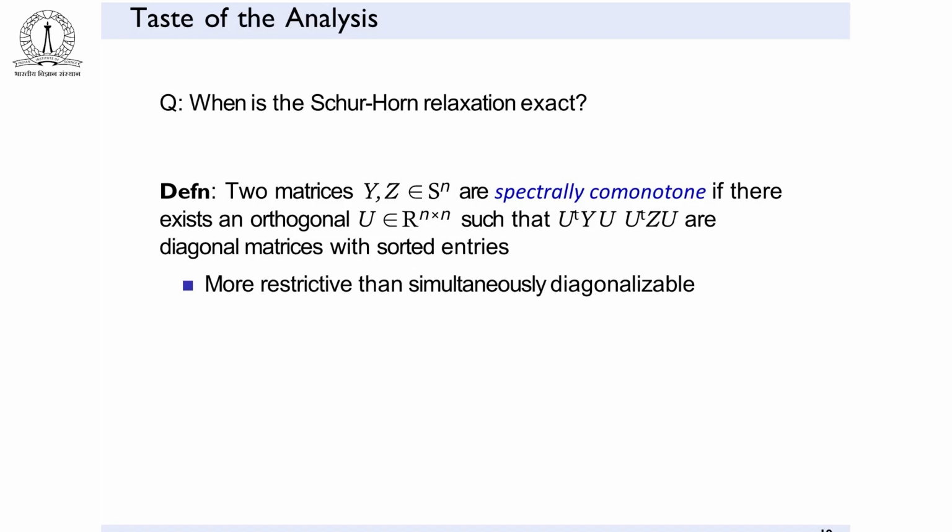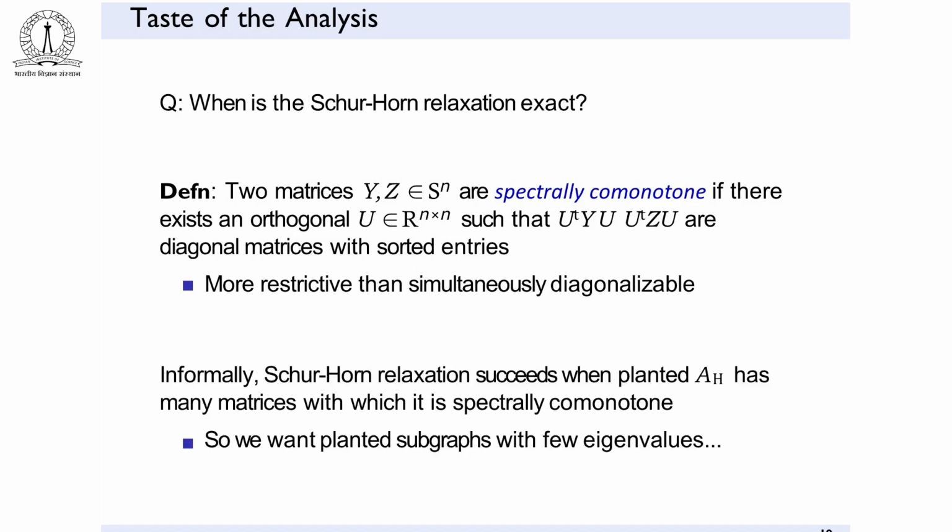How many of us know what simultaneous diagonalizability means? This is a property where when I have two matrices, they're called simultaneously diagonalizable if when I conjugate them by orthogonal matrices, I get diagonal matrices. Here I'm asking for something more. I want diagonal matrices, but where the entries are sorted also. Do you require Y and Z to be PSD? Just symmetric. Symmetric matrices have real eigenvalues, so this makes sense. And it's more restrictive than simultaneously diagonalizable.